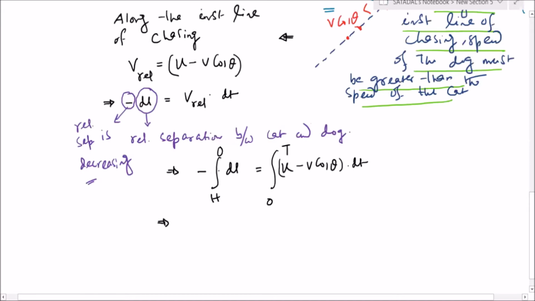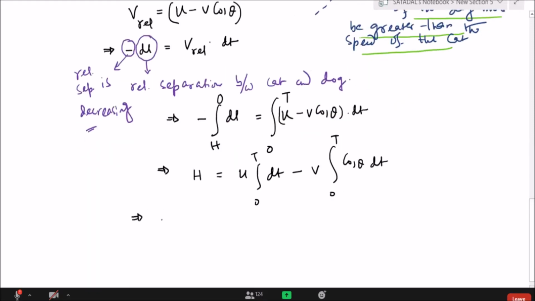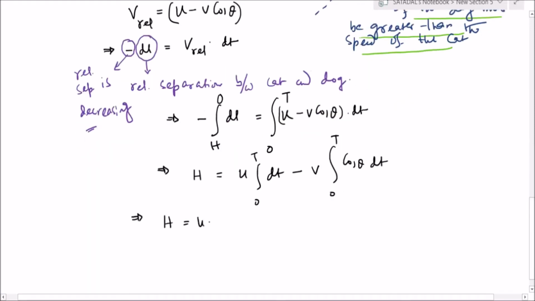So integration of minus dl from H to 0 will make it capital H because it is upper limit minus lower limit. So minus of minus is plus. So H is equal to u into integration 0 to t dt minus v integration 0 to t cos theta dt. Wonderful. So capital H is equal to u into capital T minus v integration 0 to t cos theta dt.